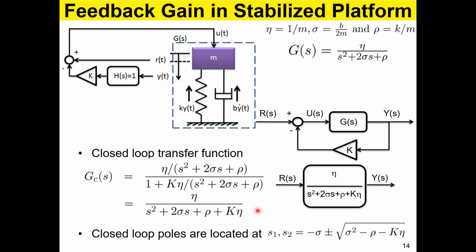Whether the plant is slow, whether the plant is fast, whether the plant is oscillatory, whether the plant is like a piece of rock, or whether the plant is unstable. So all these characteristics are embedded in the solutions of the characteristic equation, which is the denominator polynomial equals 0. And that is why it is called characteristic equation.